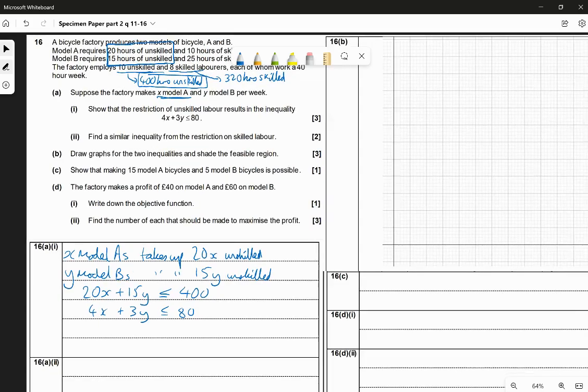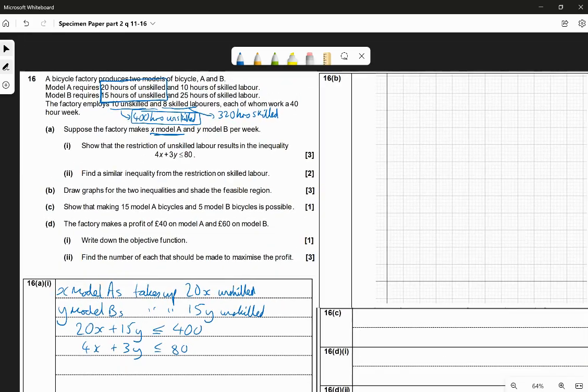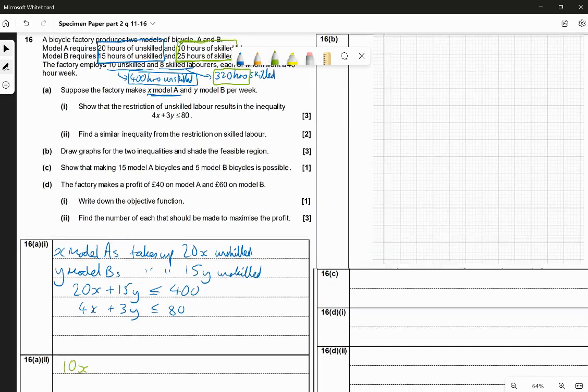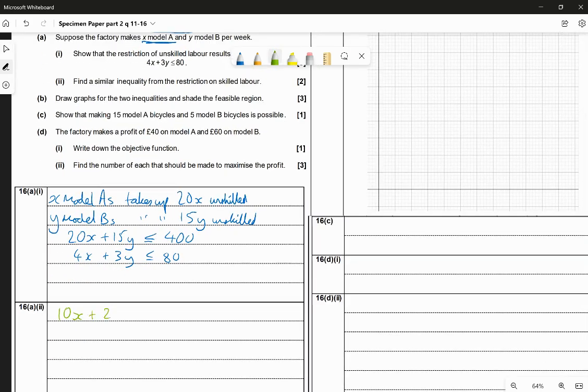Part 2, find a similar inequality from the restriction on skilled labor. Okay, so here we're talking about that part and this. So 10x and 25y has to be less than or equal to 320, which simplifies to 2x plus 5y is less than or equal to 64. Okay, so that's my second inequality.